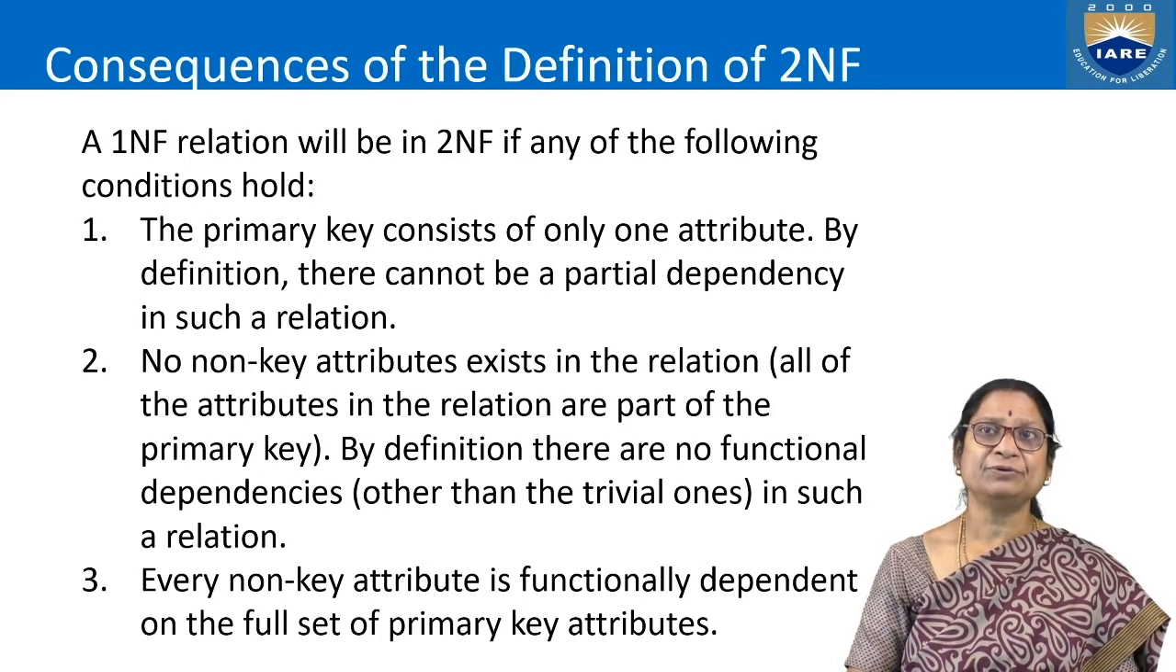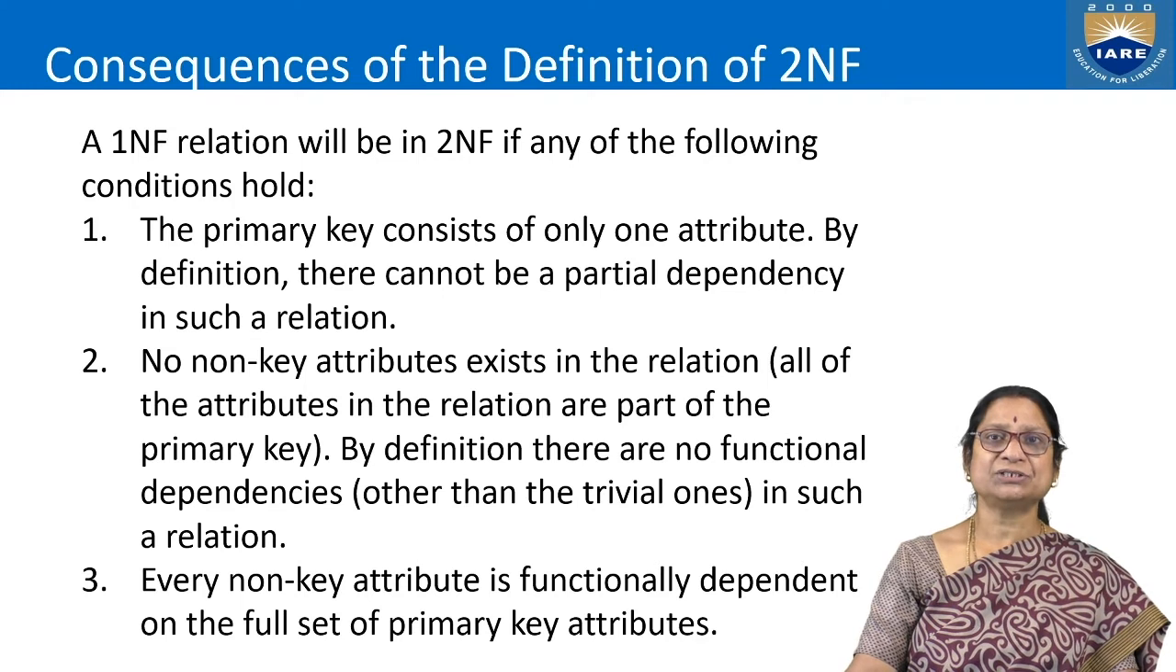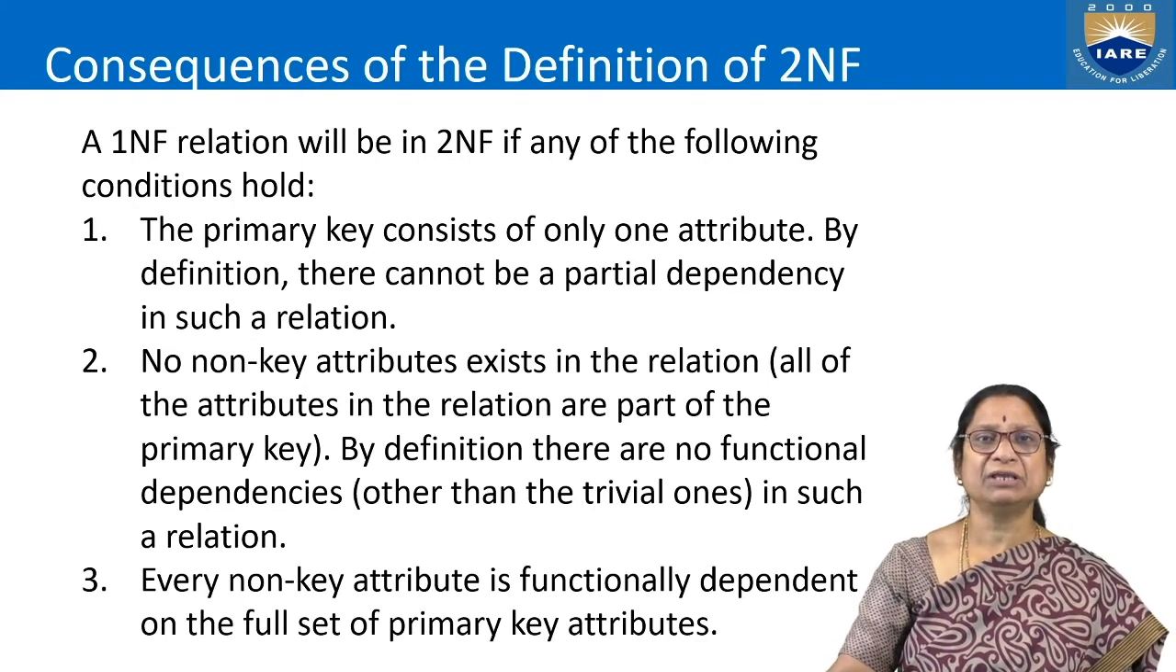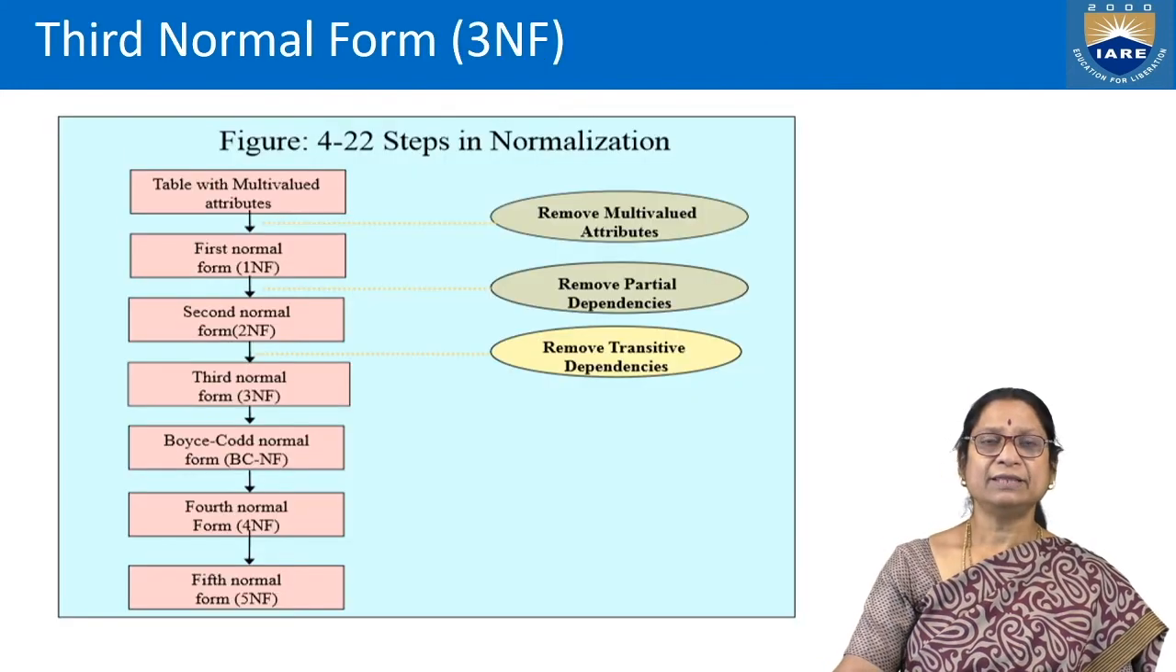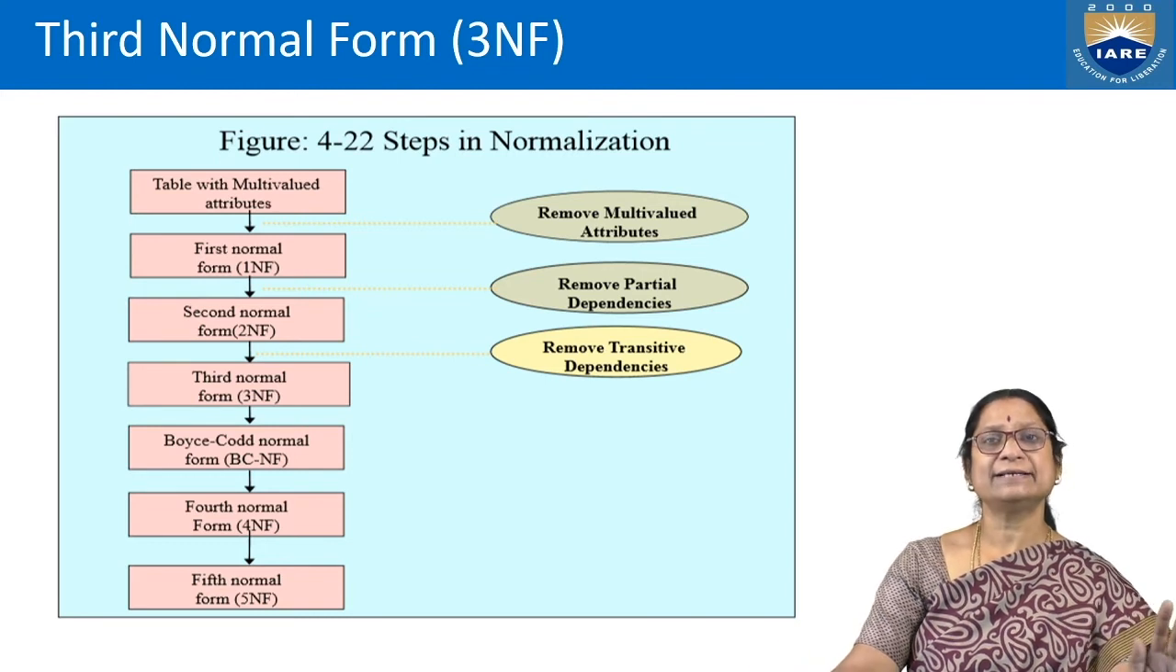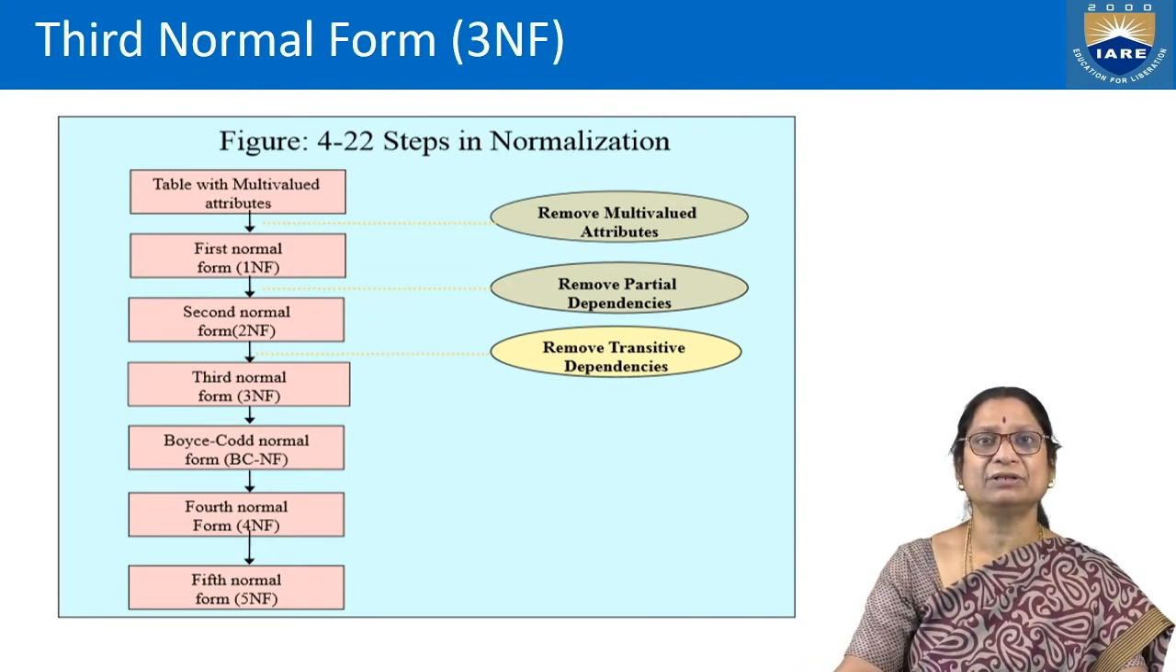No non-key attribute exists in the relation, that is, all of the attributes in the relation are part of the key. Every non-key attribute is functionally dependent on the full set of the primary key attributes. These are the characteristics or conditions satisfied by relation schemas which are in 2NF.